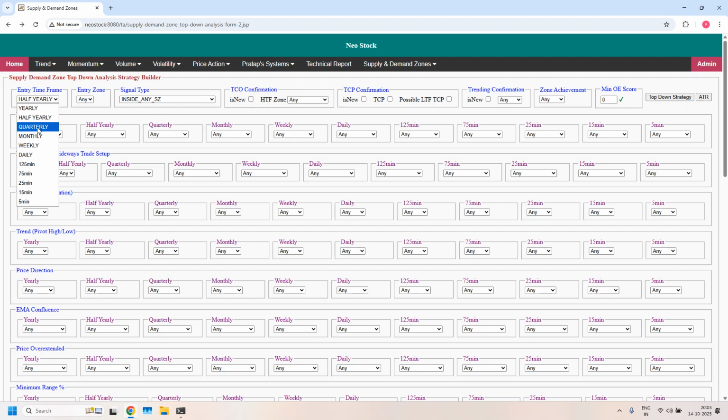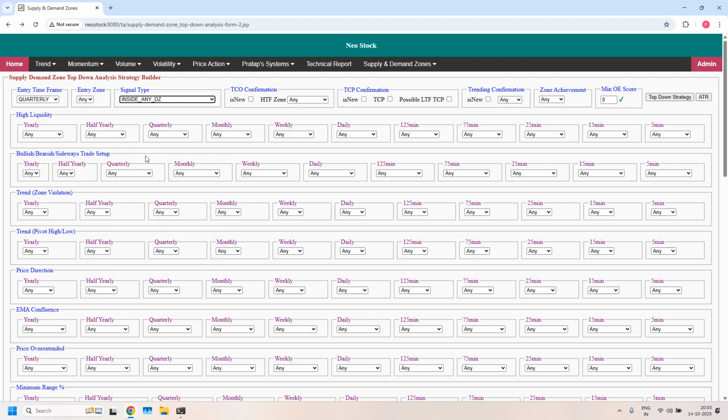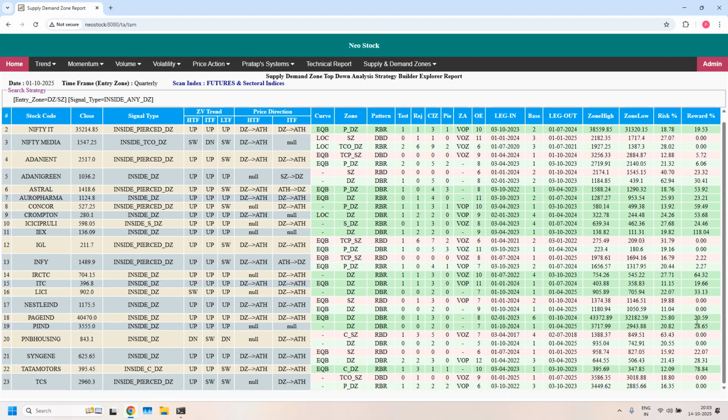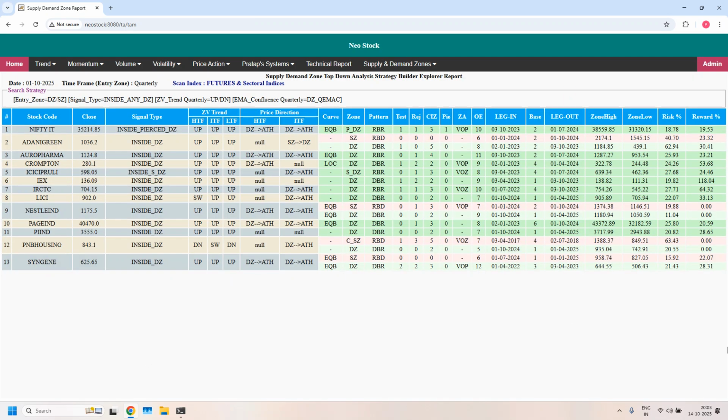Next time frame, quarterly, stocks near quarterly demand zone, no stocks. Stocks near quarterly supply zone, 1 stock. Next, price closed inside the quarterly demand zone, we got 23 stocks. Next, we will further filter based on EMA confluence with quarterly demand zone having quarterly EMA, and trend on the quarterly should not be sideways, so it can be up or down. We got 13 stocks.